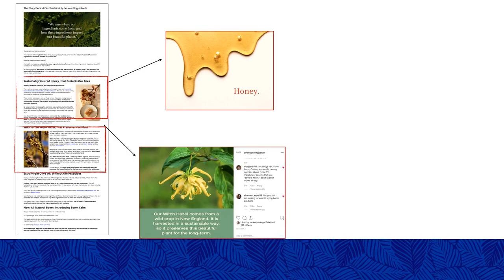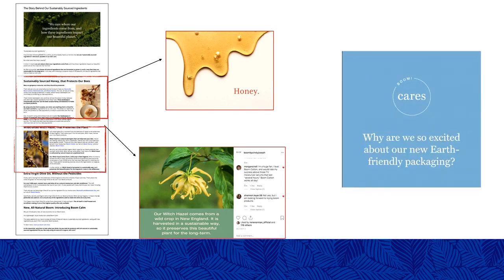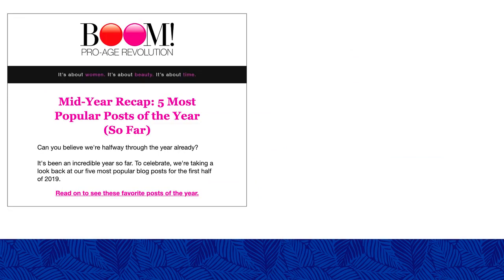We'll take the witch hazel, write something about the witch hazel, link that back to the blog post. So this is an Instagram post here. We'll take just the idea around it, right? Why are we so excited about our new earth-friendly packaging? And that's a post by itself. So we're able to get a bunch of posts leading right back to this piece of content, which again makes it go a lot farther.